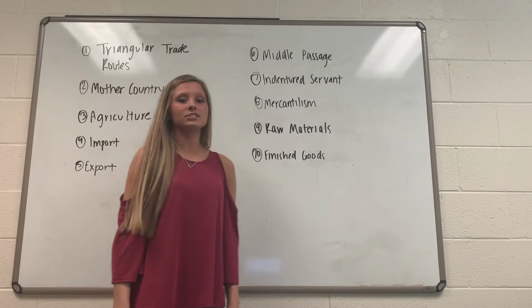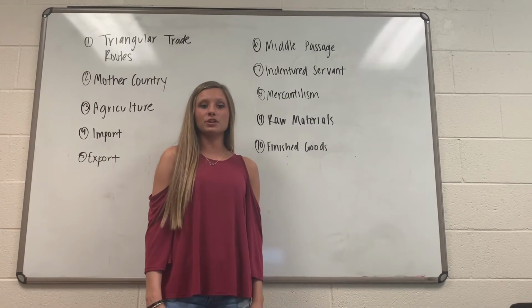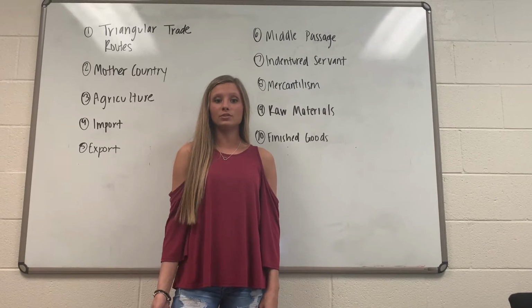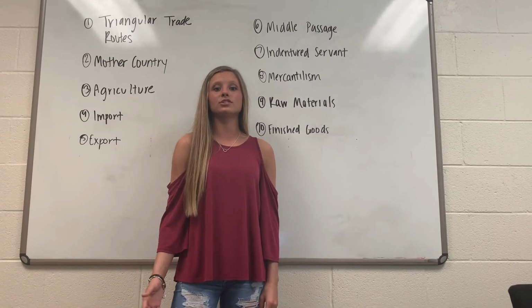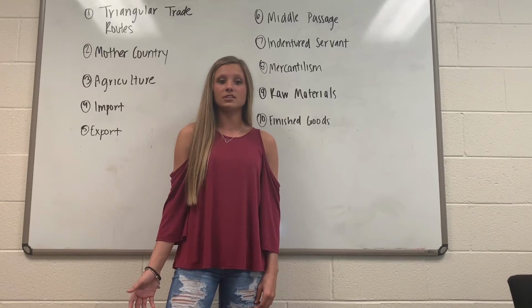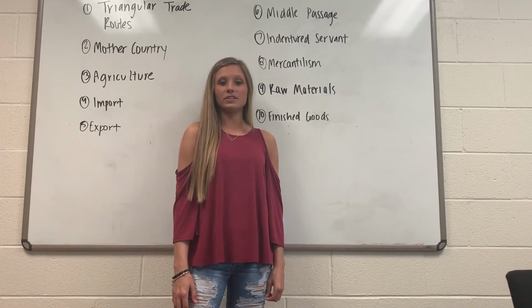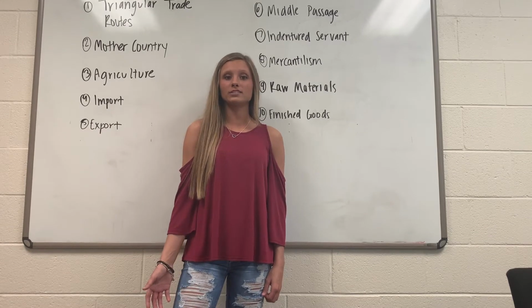Number 7 is indentured servant. An indentured servant is a person who came to America and was placed under a contract to work over a period of time, which was usually 7 years, especially during the 17th to the 19th centuries. Number 8 is mercantilism. Mercantilism is the belief in the benefits of profitable trading, also known as commercialism.